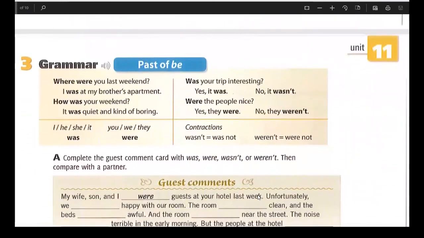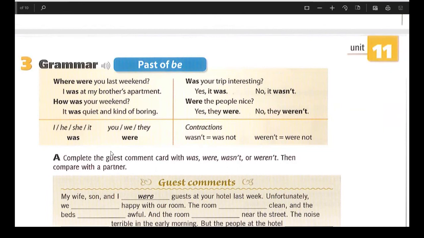Okay, now move to grammar, past of be. So when we talk about past of be, we talk about was and were. Okay, so I will play the audio for you and then I will send a link on my YouTube channel to talk about past simple.